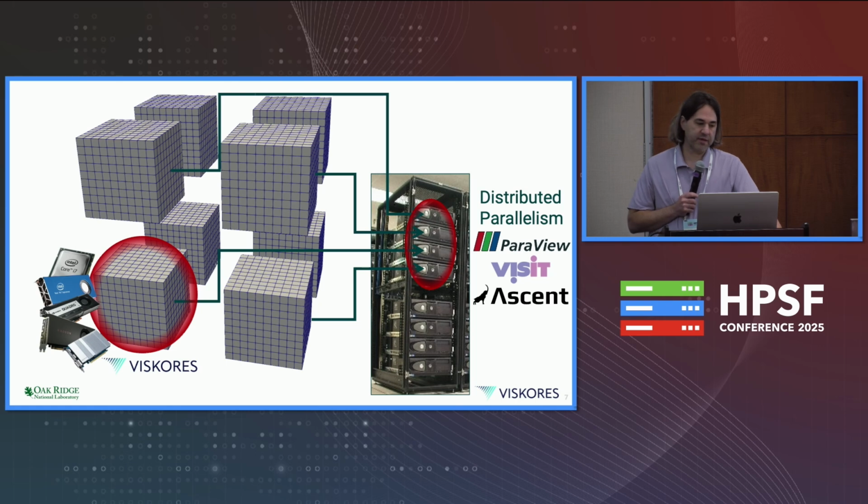This is where the gap came in, and this is where Viskores sits. It exploits the parallelism that's available within each of these nodes, and then integrates into the overall parallelism of the distributed memory system to achieve the hybrid parallelism that's necessary for these large-scale systems.